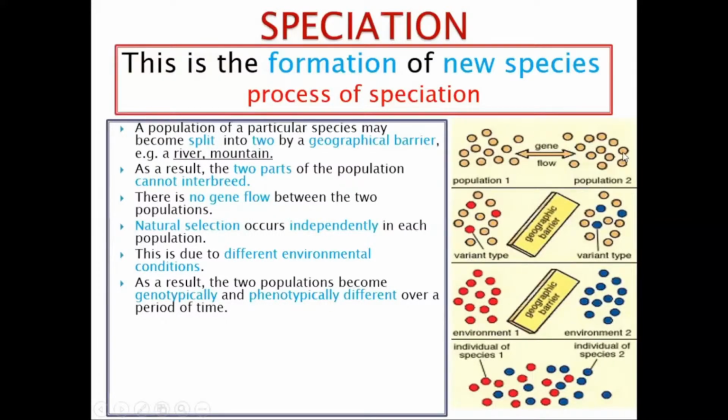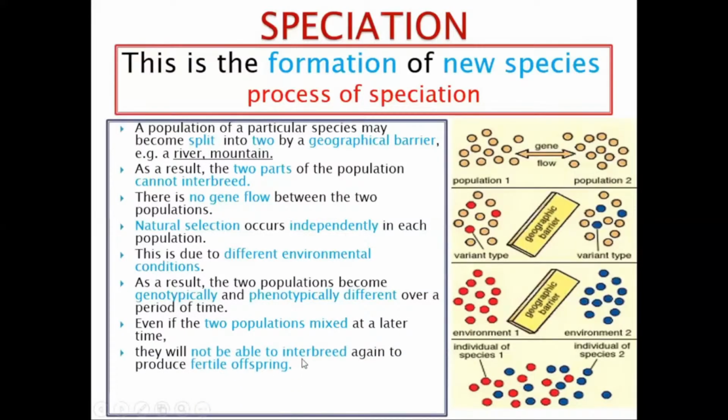Yet they were the same color, they become different over many generations. Because the genes have changed, then automatically even the phenotype must change. And then if you remove the barrier, we are saying that even if the population mixes at a later time, yes, if you remove the barrier and leave this population to mix, what will happen? They will not be able to interbreed again to produce a fertile offspring.